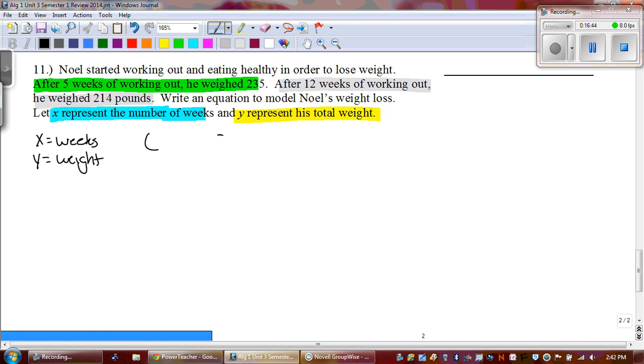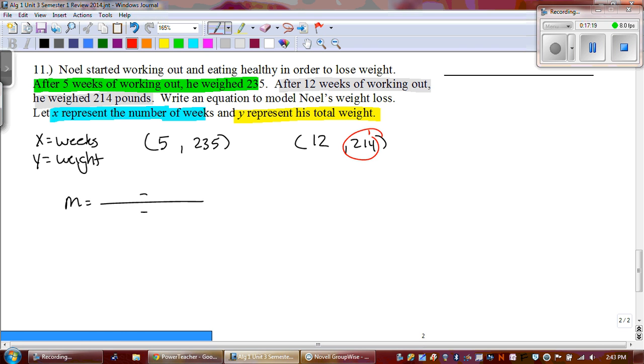So they gave us 2 points. Okay, the first one is in the green. They told us 5 weeks and he weighed 235 pounds. So 5 is your weeks, 235 is your pounds. Okay, and now in the gray, we've got 12 weeks and 214 pounds. Like, Mr. Grice, how do I make an equation out of this? Well, the first thing we need is the slope.